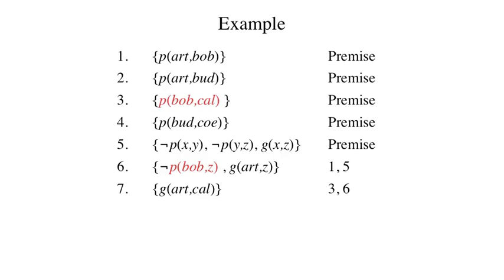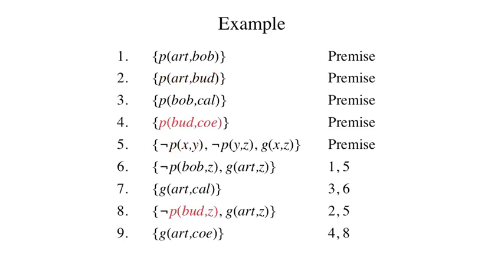And that's interesting, but that's not what we set out to prove. We're interested in Co. So we continue the process. We next resolve the clause on line 2 with the clause on line 5 to produce the clause on line 8, with X bound to Art and Y bound to Bud in this case. Then we resolve the clause on line 4 with this result to produce the clause on line 9, which is exactly what we set out to prove.